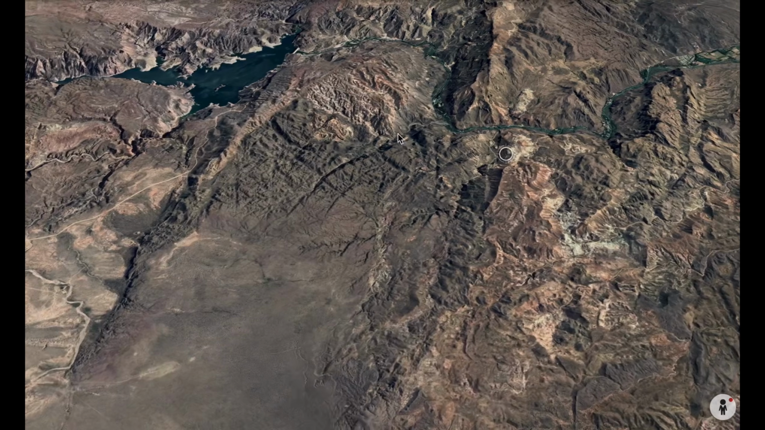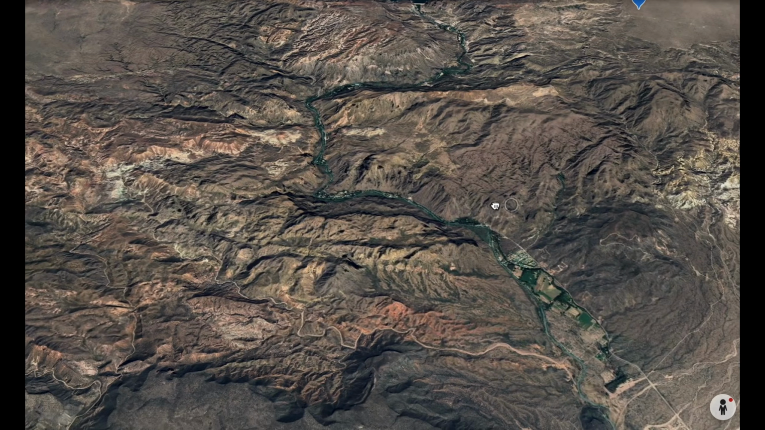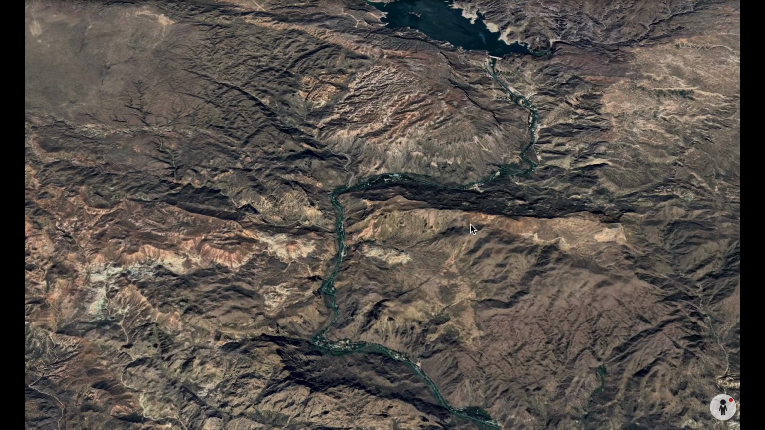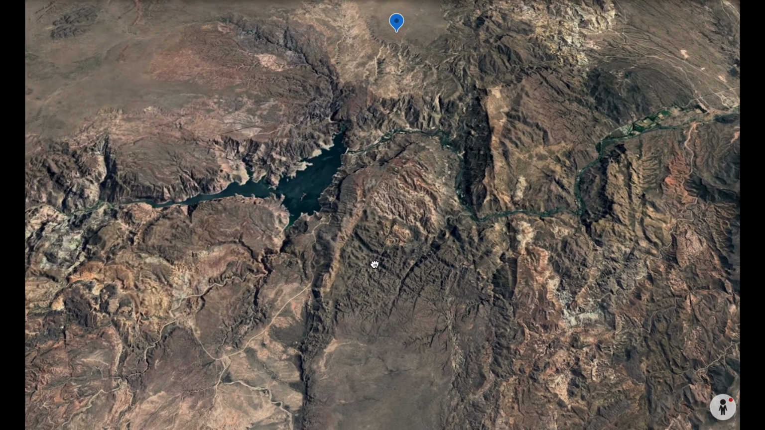I got a suggestion that I should check out this canyon. And I always love to hear suggestions, but I don't always do a video on them. But today I'm doing a video on the Cañon del Atuel.